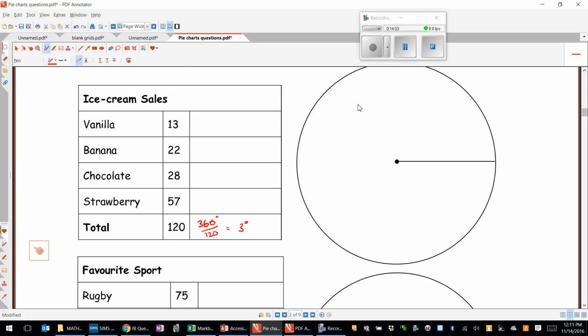The focus of the lesson is about drawing the pie chart, but you should be able to multiply by 3. But I'll let you do it this time because it's more about drawing the pie chart. Use your calculator.